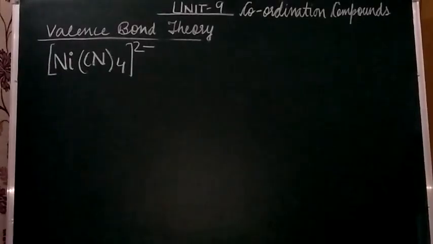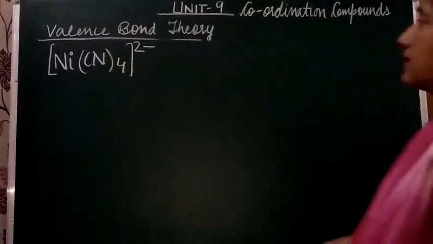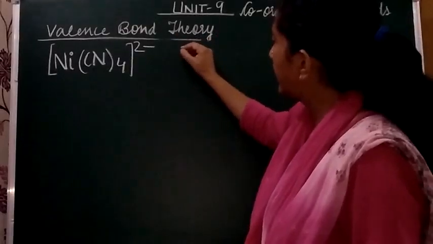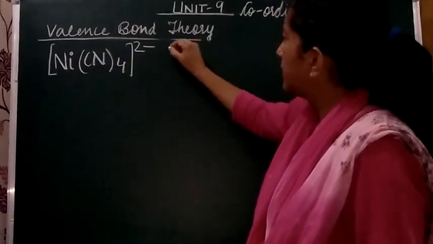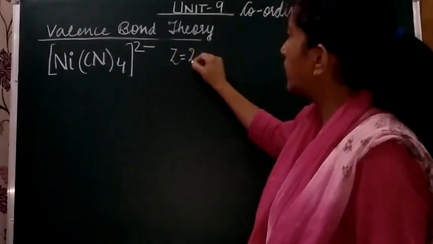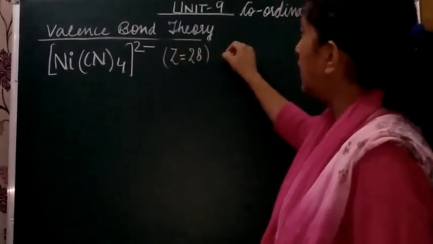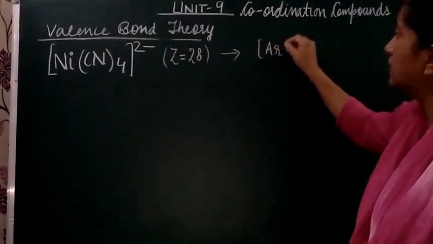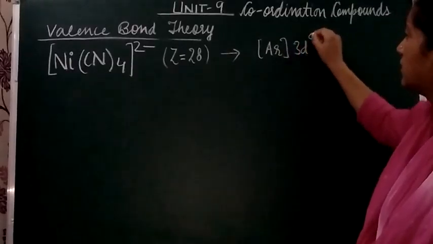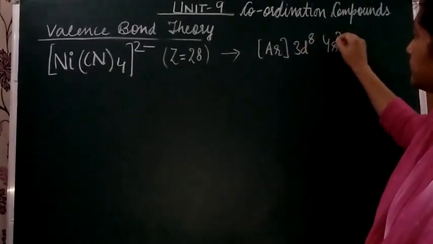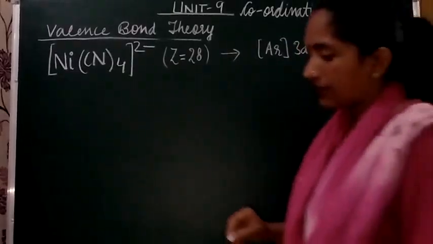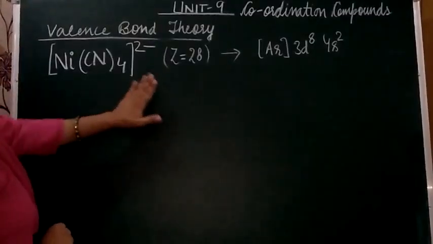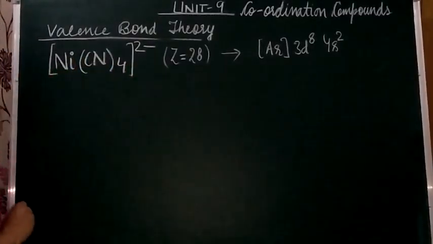Now students, next we will see another complex. Here it is [NiCN4]2-. So first of all, you will write down the atomic number of nickel, that is 28, and then you will write down its electronic configuration, right? And after that you will just draw the hybrid state for this complex.